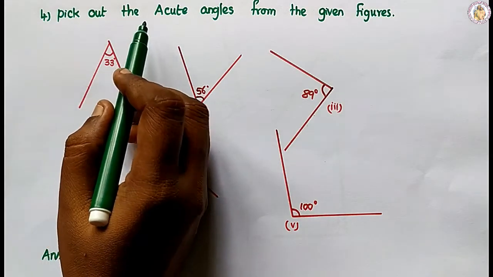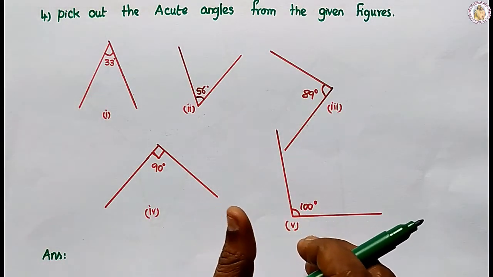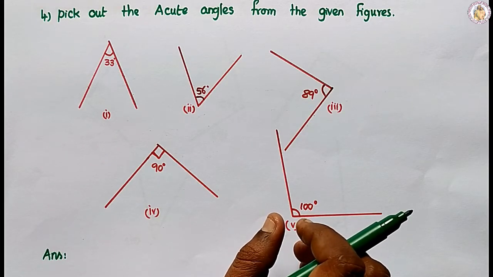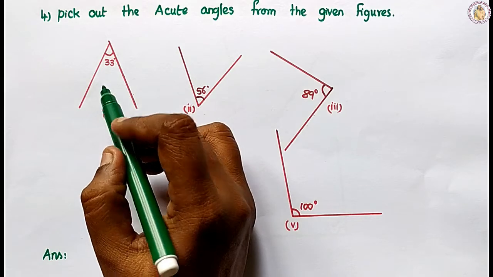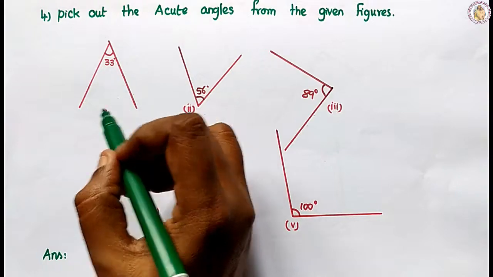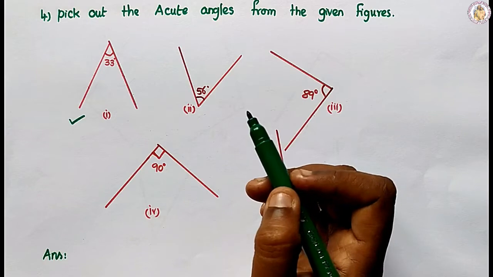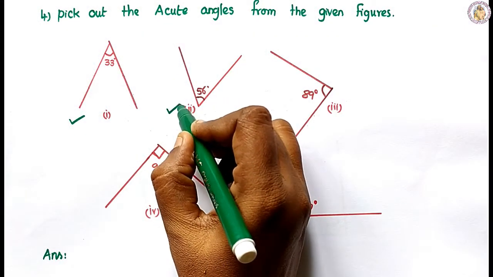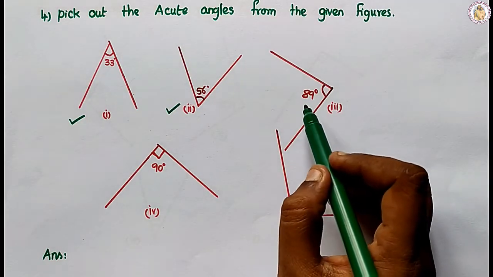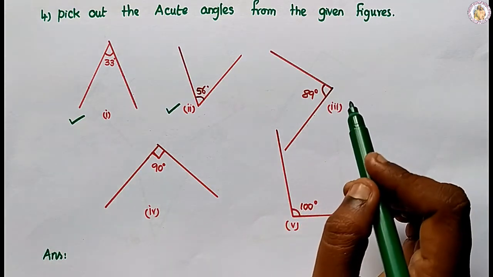Fourth one, pick out the acute angles from the given figure. Here they given the angles. From that we have to pick out acute angles. Acute angles means below 90°. First one, 33°. That is less than 90°, no? So that is acute angle. And then 56°. That is also less than 90°, so it is also acute angle.